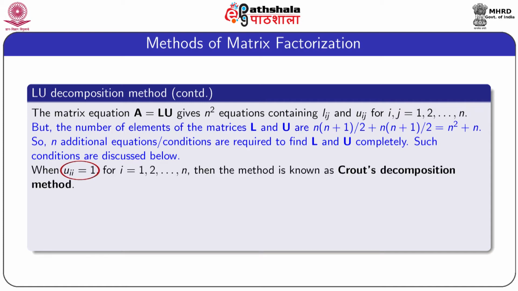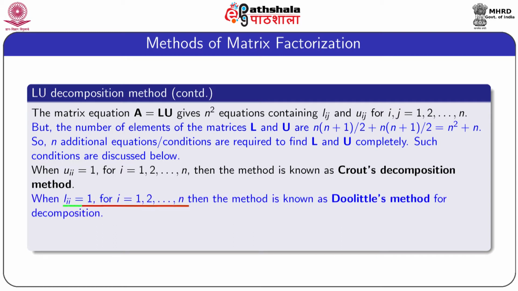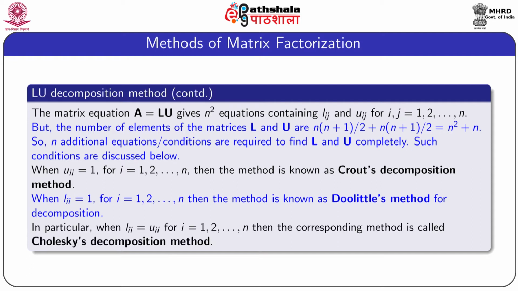When Uii equal to 1 for all i, then the corresponding method is known as Crout decomposition method. When Lii equal to 1 for all i equal to 1 to n, then the method is known as Doolittle method for decomposition. In particular, when Lii equal to Uii for all i, then the corresponding method is called Cholesky decomposition method, but this method is applicable if the coefficient matrix is symmetric and positive definite.